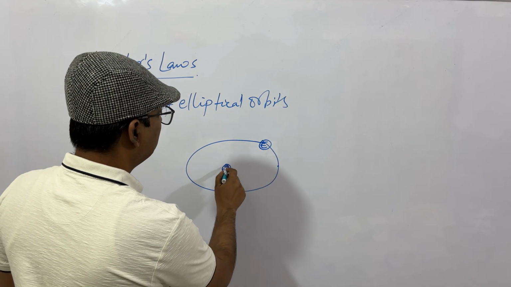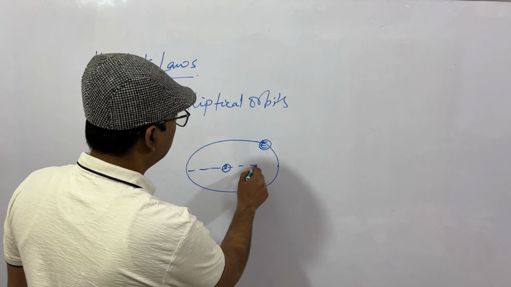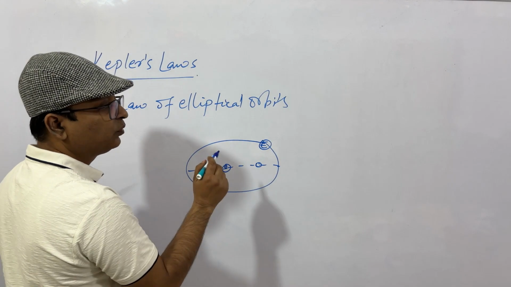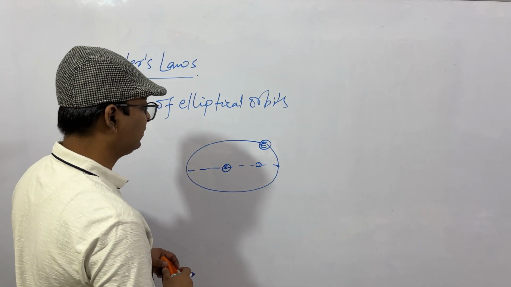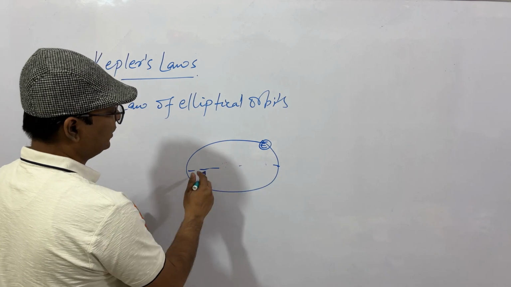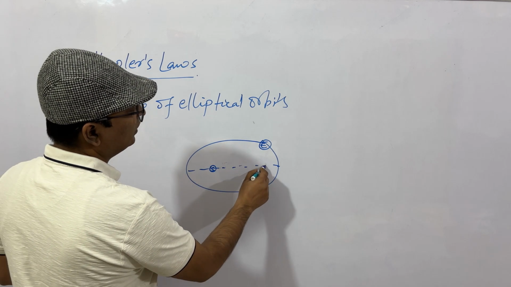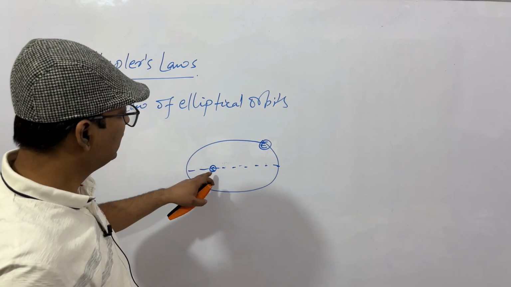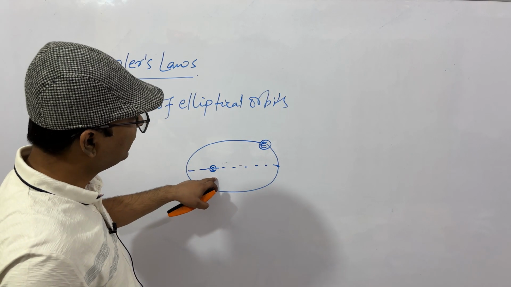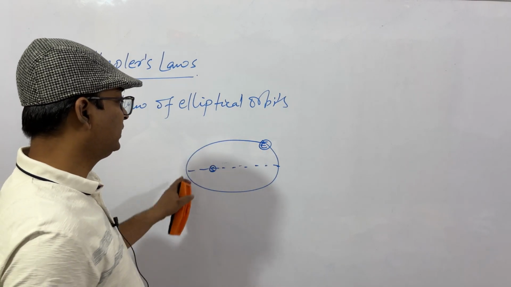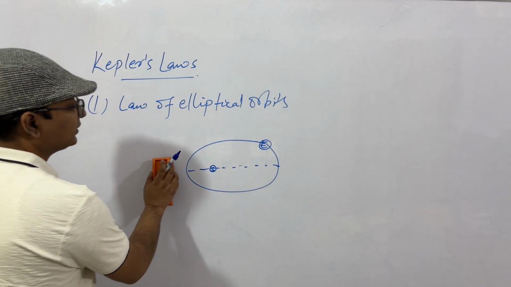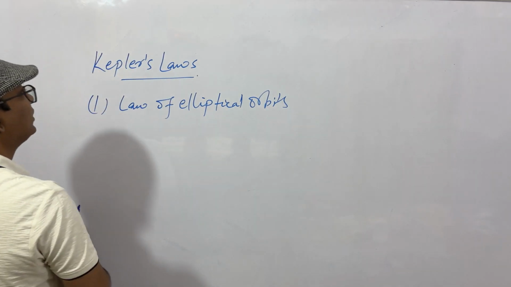And the sun actually is at one of the foci, so it won't be here, it will be somewhere around this. You know about the ellipse, you have two foci, one here, one here. So the sun is at one of the foci and the planets revolve around it in elliptical orbits. This is the law of elliptical orbits, the first law given by Kepler.